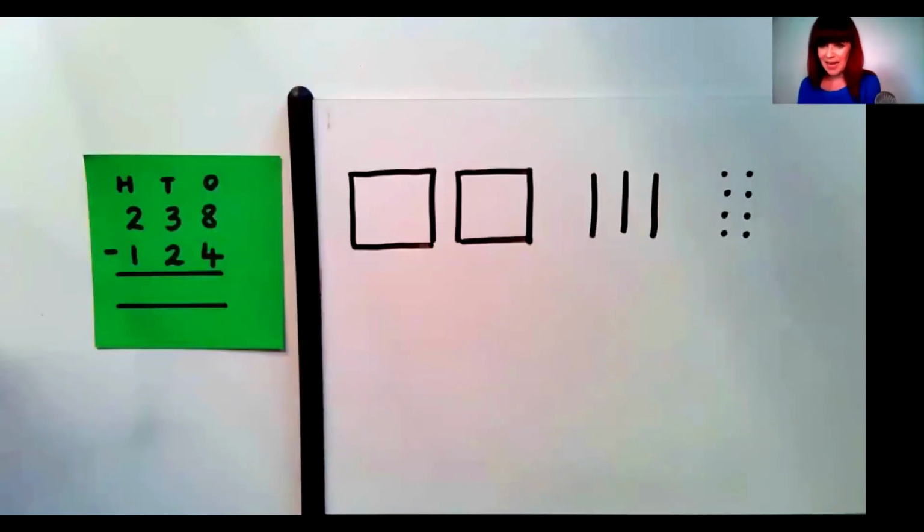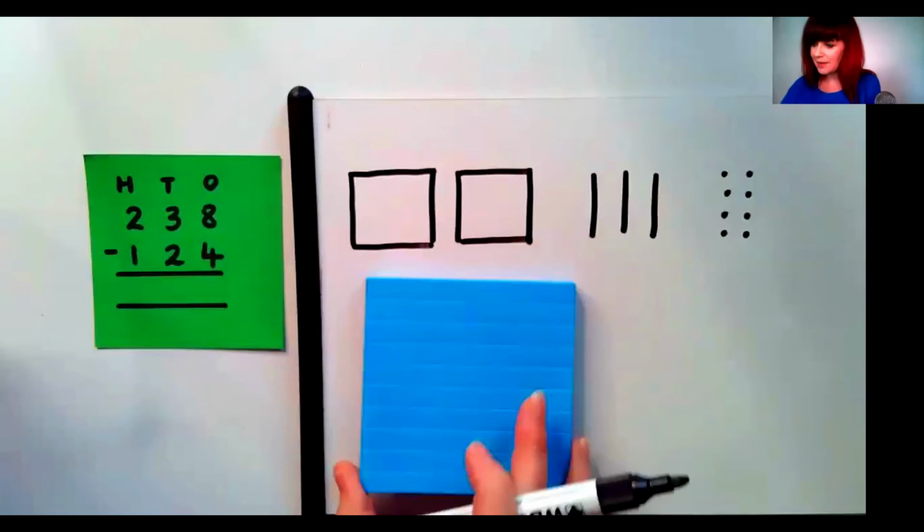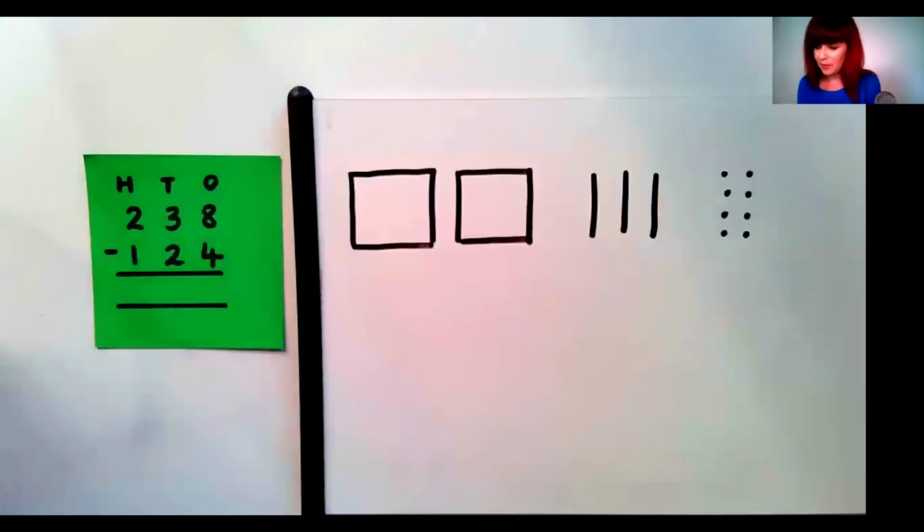So what I've got here is a draw for this calculation, a very typical Year 3 calculation, and I've represented my 100 with the squares, my 10 with the lines, and my ones with a dot.